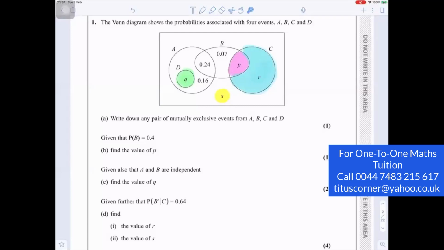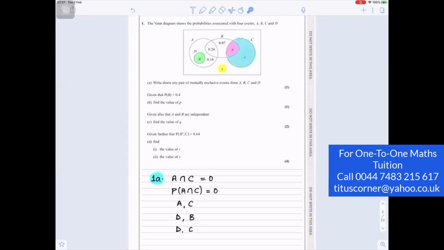Question number 1. The Venn diagram shows the probabilities associated with 4 events A, B, C, and D. Write down any pair of mutually exclusive events from A, B, C, and D. So, events are mutually exclusive when probability of A intersection C equals 0. There is nothing between A and C. They don't intersect at all. A is on the side, that's A there, and that's C. So A and C is one pair.